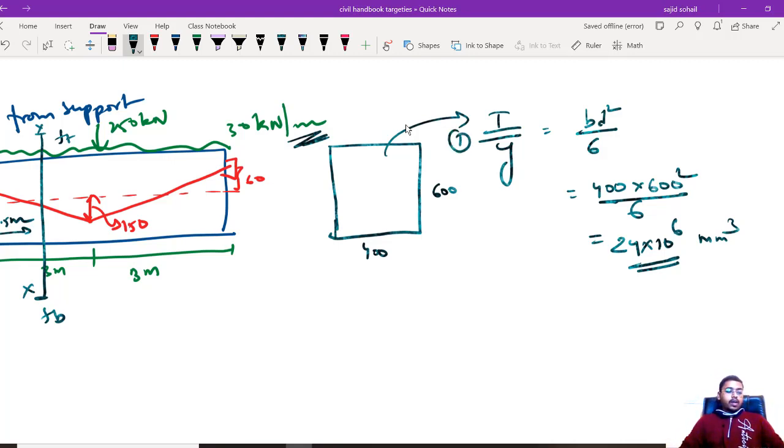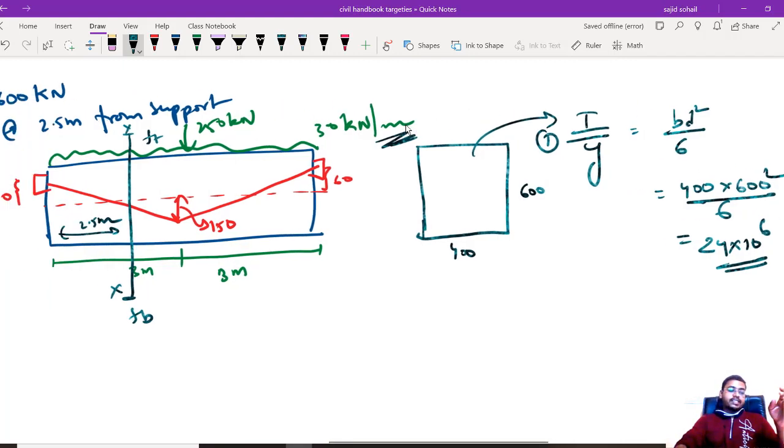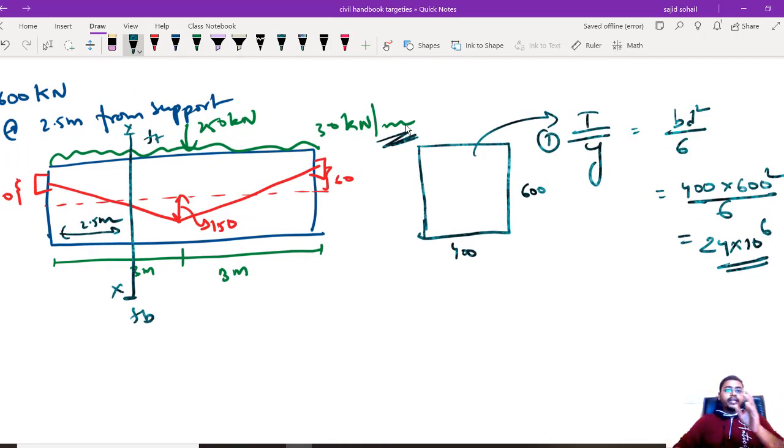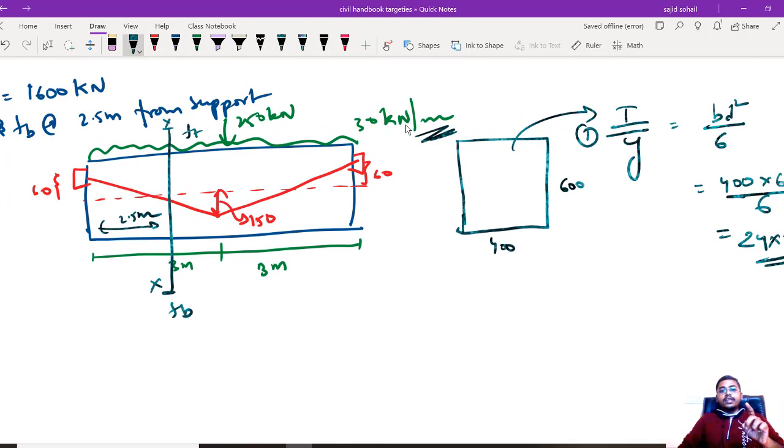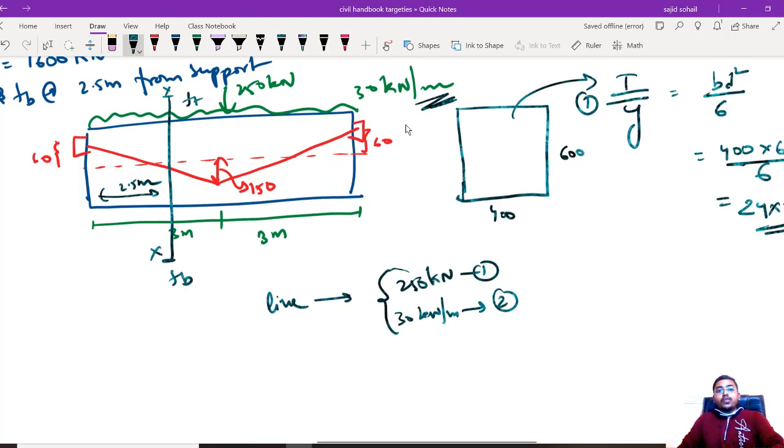Now let us calculate what is the moment at that section XX. Very important है, what is the moment at that section XX. So the live load is given. I have a 250 kilonewton point load, and I also have 30 kilonewton per meter, which is UDL. These two are live loads. Okay. And what will be the dead load?